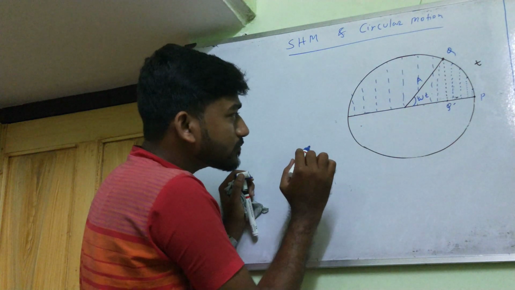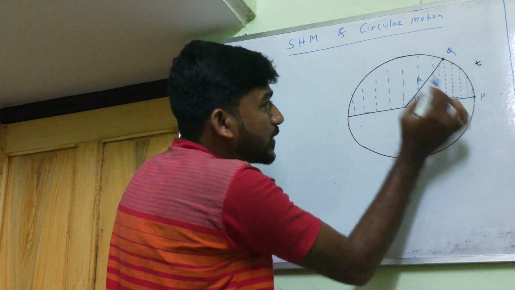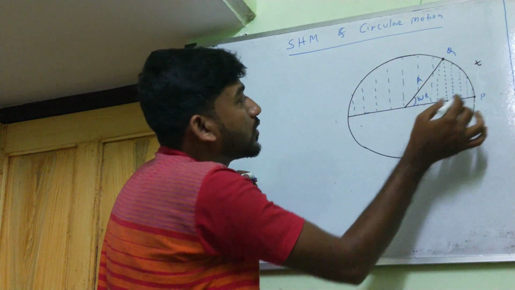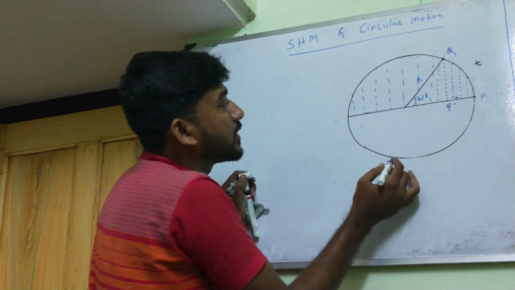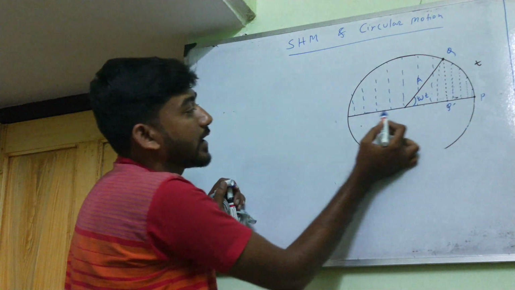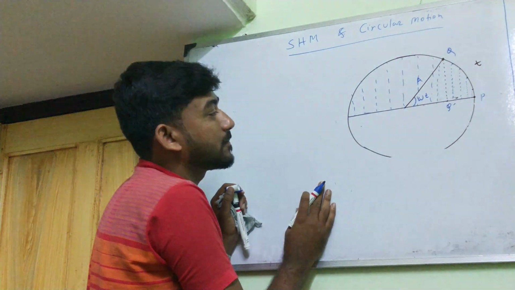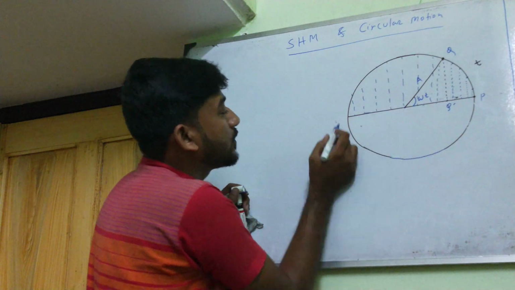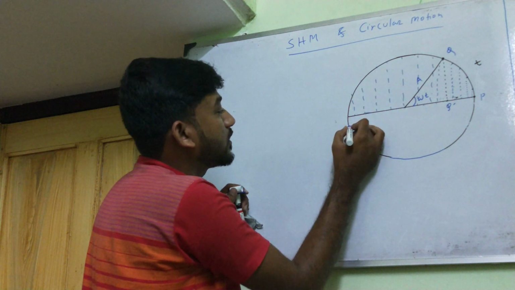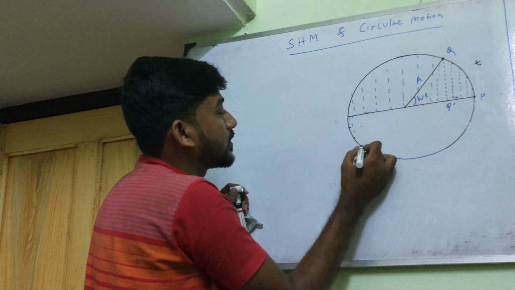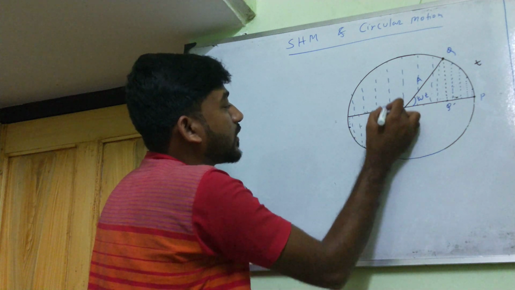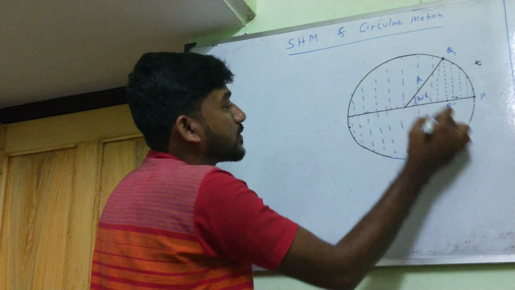So here the actual particle is moving around the circle along the circumference, and the projection of that particle will go along the diameter of the circle. And when the particle again traverses this path, when it is at that point, the projection will be at that point like this. The projection of each and every point we can easily find out like this.